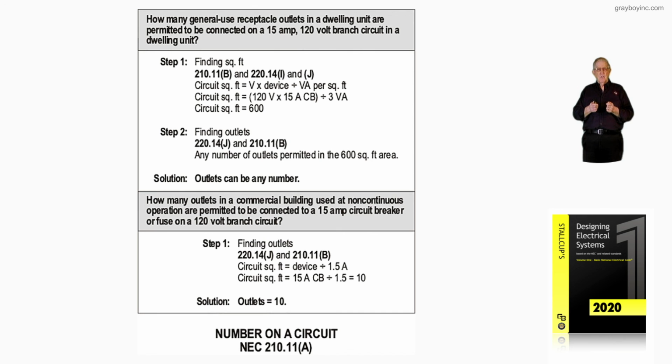And this illustration, 10-5B, is illustrating the number of outlets permitted on a 15 or 20 amp circuit in a commercial or industrial type installation.